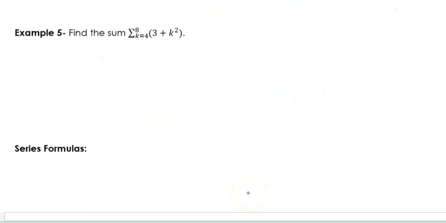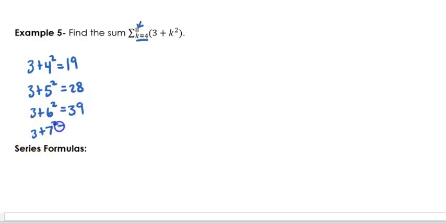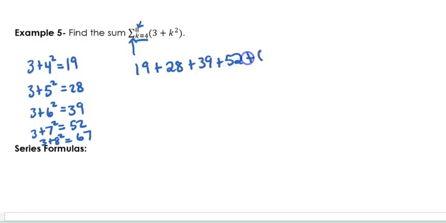All right, on example 5, we actually want to find the sum. You see here, it starts at 4 and it ends at 8. So if you find the 4th term, it'd be 3 plus 4 squared, and that's 19. You're welcome to use a calculator. The 5th term, 3 plus 5 squared, would be 28. 6th term would be 39. The 7th term would be 52. And the 8th term would be 67. So this means you add up all of those terms. You're going to do 19 plus 28 plus 39 plus 52 plus 67. And so you get 205.